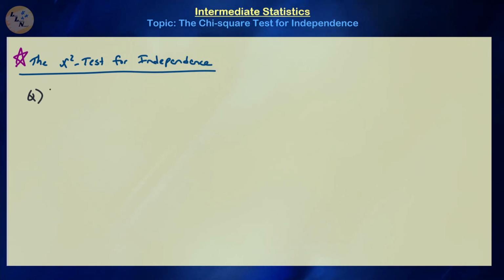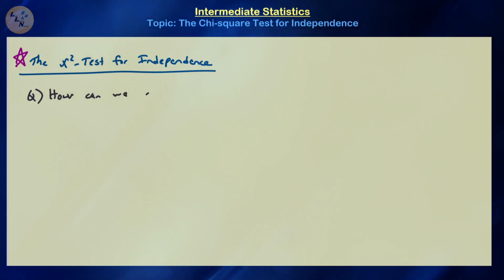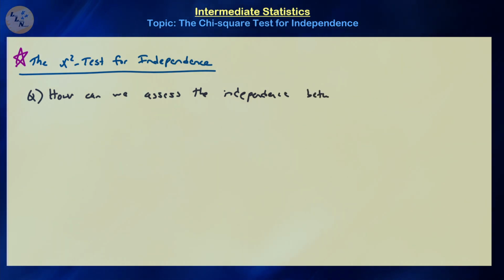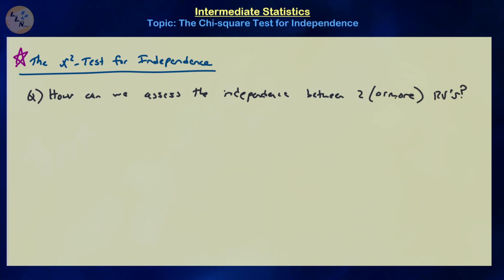Firstly, the guiding question that we're going to be exploring today is how can we assess the independence between two or more random variables. Right, so that's going to be the question that we're going to try to answer today.